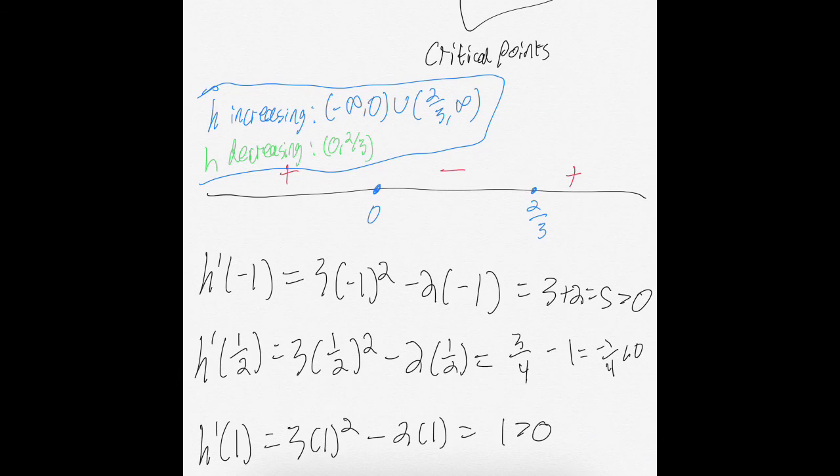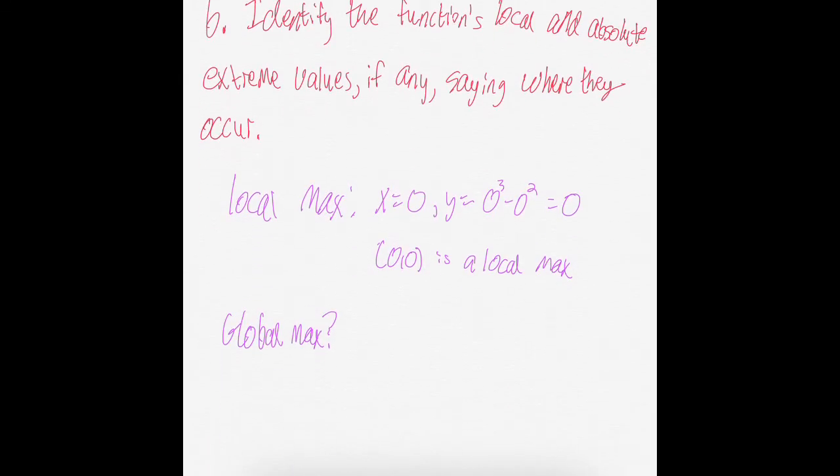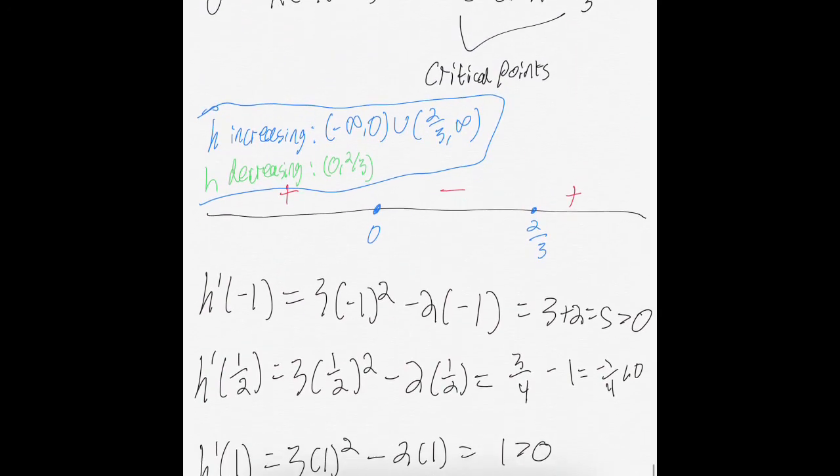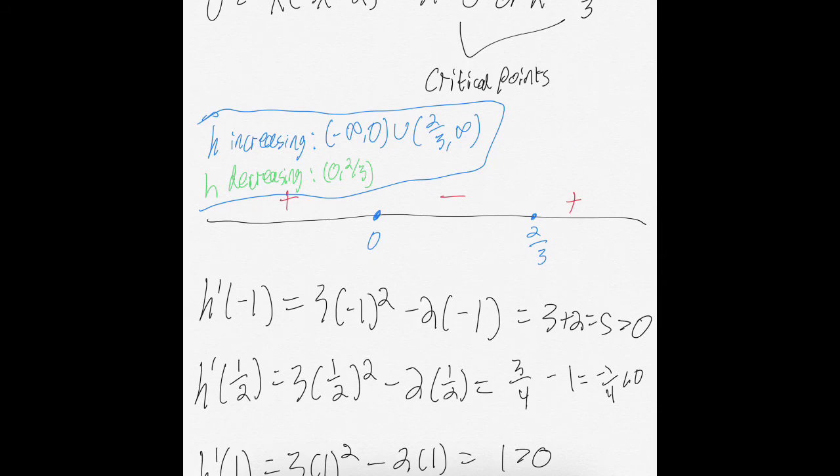But now the question, what about global max? Well, if I look, I see that the derivative is positive to the left of 0. Or tell you what, why don't we worry about the global stuff in just a second? Because that's actually quite a bit more complicated.